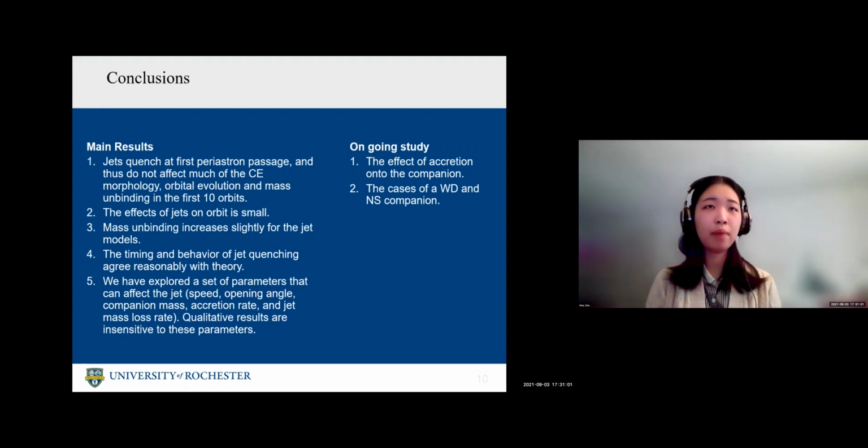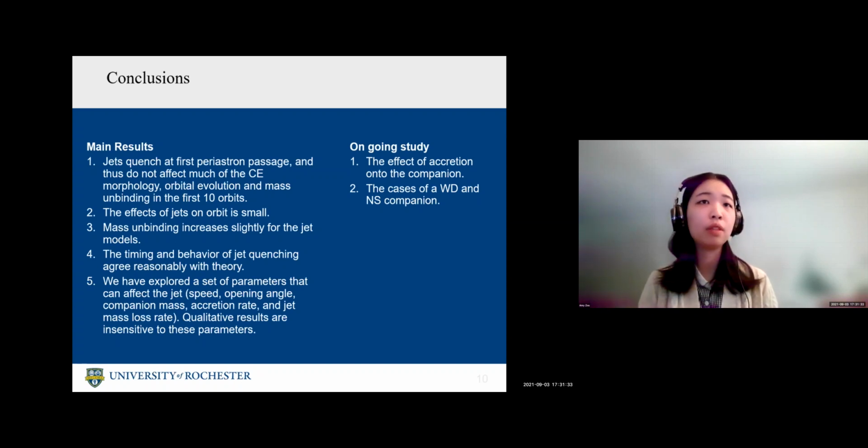So our main message is that the effect of the jet is quite small, but we still see the jet quench at first periastron passage, and it does not affect much of the common envelope morphology, the orbital evolution, or the mass unbinding. But we do see, like in point 3, that mass unbinding increases slightly for the models involving jets, and the time and behavior of jet quenching agree with our theoretical estimation.